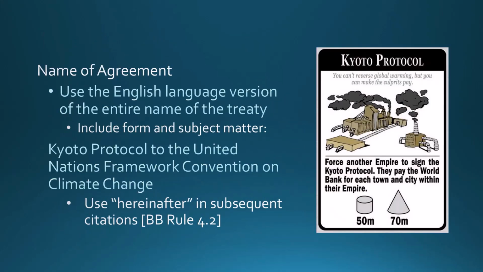Remember that treaties can go by dozens of different names. The first time you cite to a treaty, be sure to use the full name, including the form, meaning whether it's a convention, treaty, protocol, or agreement, and so on, and the rest of the descriptive text. After you've given a full citation in your paper, you can use a hereinafter from the Bluebook Rule 4.2 to shorten the title to the common name the treaty goes by, or a shorter term of your choosing.